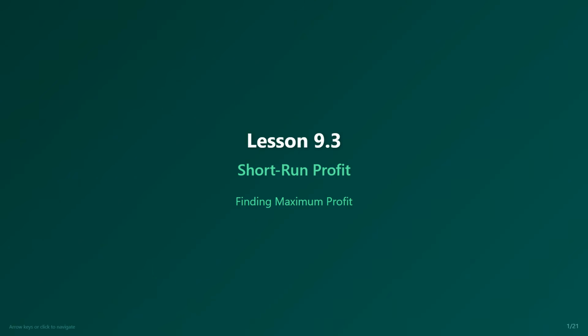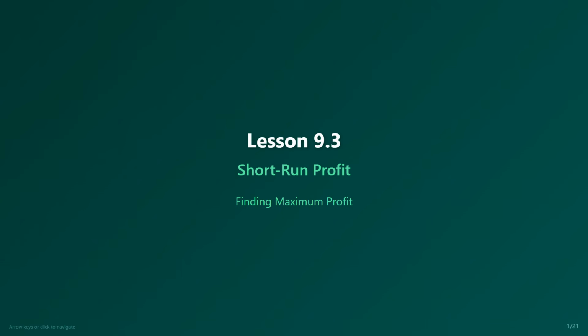Short-run profit. In the previous sections, we learned how to calculate marginal cost, total variable cost, and average cost per unit. Now, we will use all these tools to find short-run profit and discover the condition for maximum profit. Let's return to the table we built earlier.